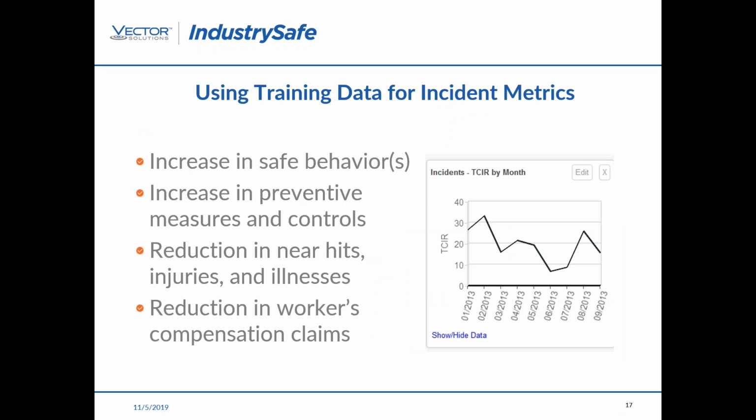When you connect the data the other way and you're looking at how can my training data help me with my incidents, the whole idea is as you improve your training, you're going to see a relationship with your incident data. So you're going to hopefully see a reduction in your hits, in injuries and illnesses. You're going to see a reduction in workers' compensation claims. You're going to see a reduction in your days away restricted transfer rate and your total case incident rate. And if you are also looking at behavioral-based safety data sets, or inspections, you're going to also see an increase in safe behavior and an increase in preventative measures.